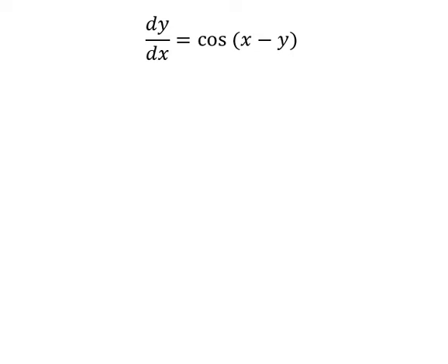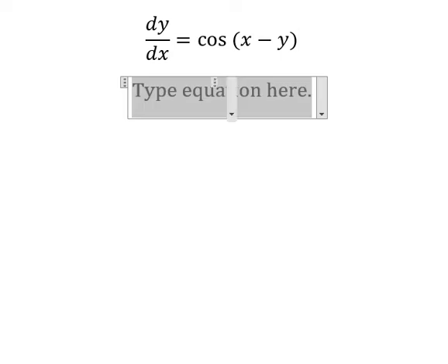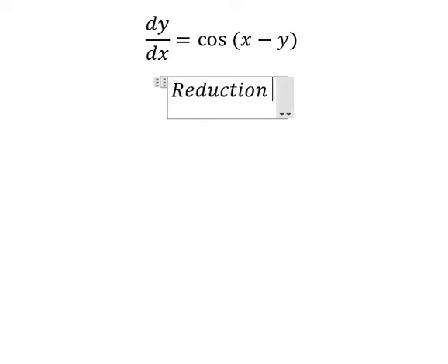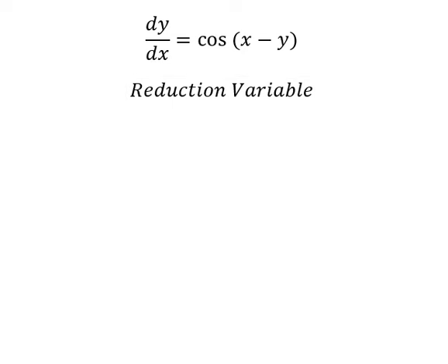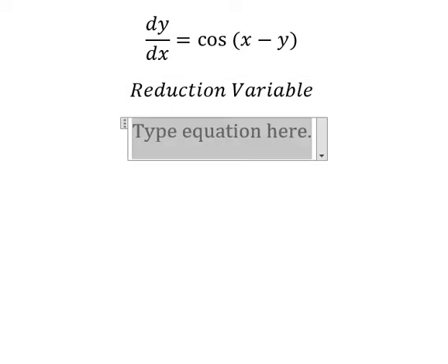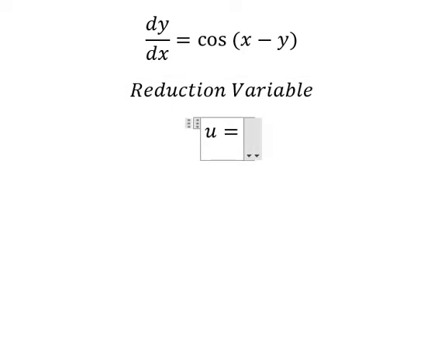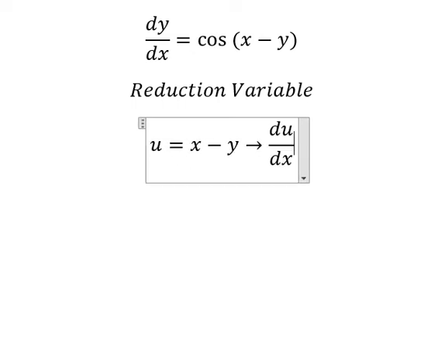So now I want to show you how to answer. We can use reduction of variable. I will put u equals x minus y. After that, we take the first derivative of both sides, and we have it like this.